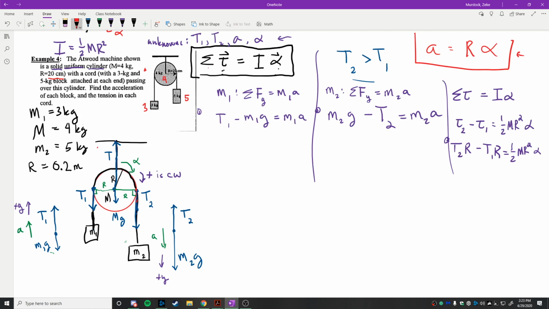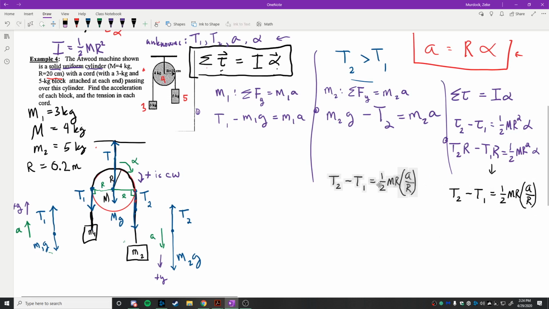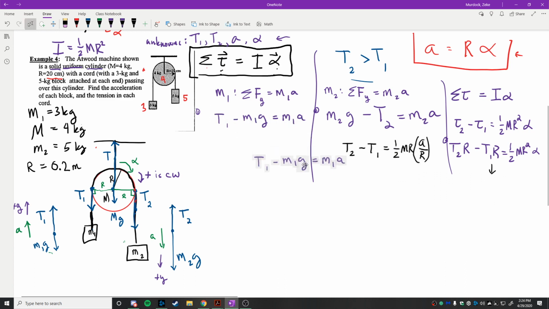So now we can solve. Let's do that over here. So now this equation is going to become, you can see there's an R on both sides, right? It's going to become T2 minus T1 is equal to 1/2 of the mass. There's one R left over that I didn't cancel out, but now alpha we can replace with A over R. And then personally, I think the easiest thing to do would be to take these equations and add them together. So take this equation and this equation and then just sum them. We're going to sum up these three equations that I'll put in a different color here. Those three equations are what we want to sum up.